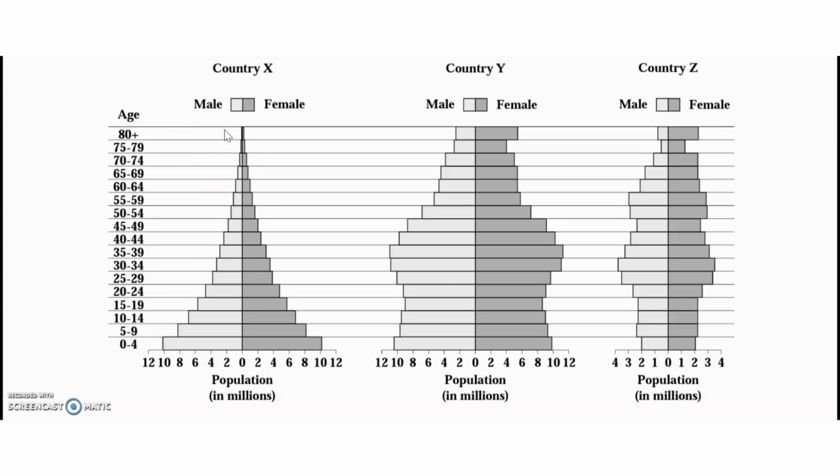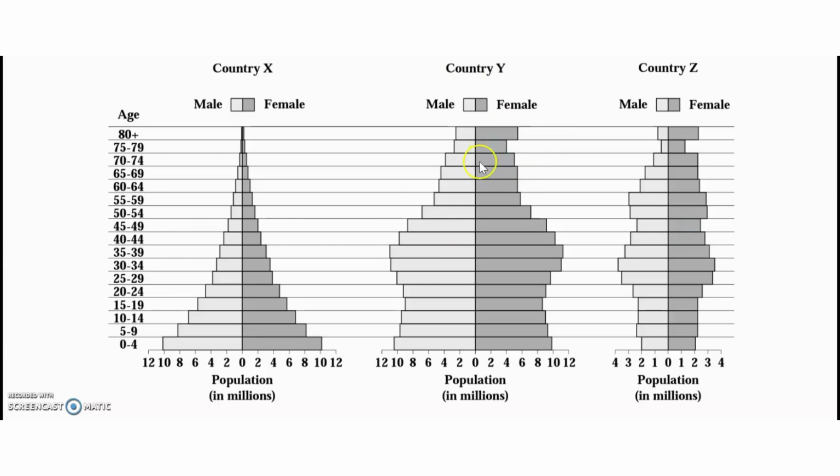Now, that being said, an expanding population pyramid as such is associated with a country which is said to be developing. It is not developed. It is in the phase of striving towards development. Now, country Y and country Z, both of them are in fact associated with developed nations. Why? Because they have a better grasp in terms of population dynamics and the demography of the country.